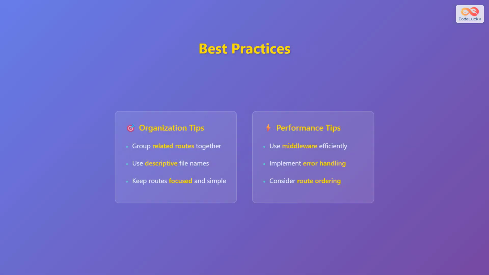Let's explore some best practices for using Express Router. For organization, group related routes together, use descriptive file names, and keep routes focused and simple. For performance, use middleware efficiently, implement comprehensive error handling, and consider the order of your routes.